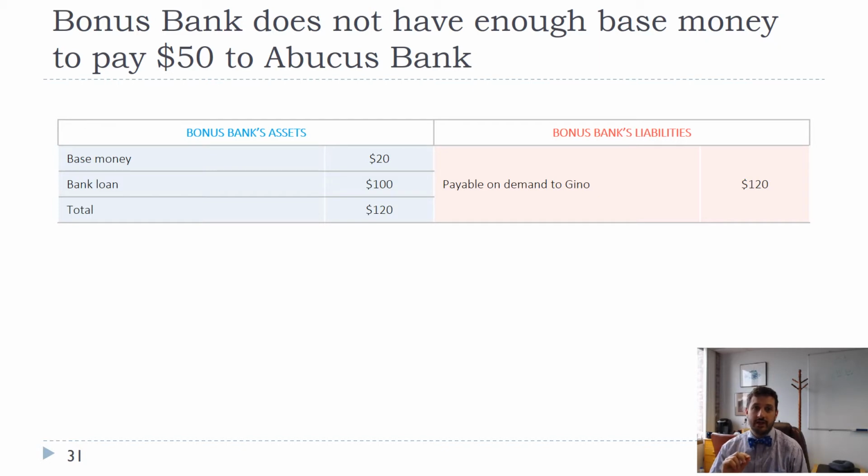The problem is that in this case, Bonus Bank only has $20 worth of base money, right? But they owe $120 to Gino. Now, there's only one customer here, right? Usually if you multiply this by 1 million customers or 10,000 customers, it wouldn't be a problem, because some customers would ask for some money back, some customers would put money in. But if Gino comes right now and says, I want $50, Bonus Bank is not going to have enough. They have enough assets, but they can't turn it into cash. And so that's going to be the problem.